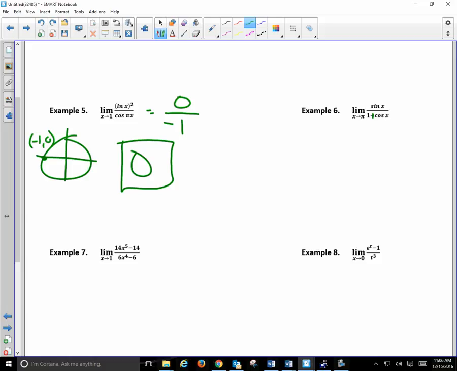Okay, so this should be, I wrote this problem incorrectly. It should be a 1 plus cosine of x instead of 1 minus cosine. Sorry.